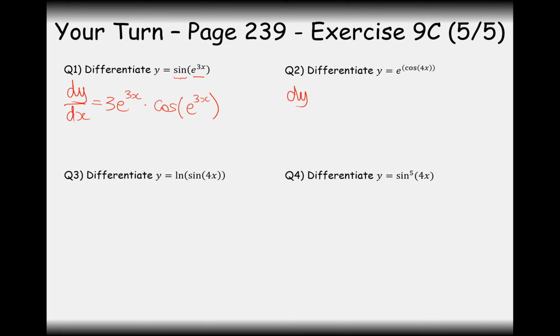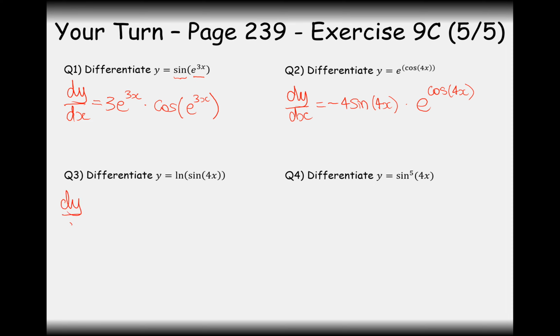Second question, dy by dx. So, derivative of the inside function. The inside function here is the power, so that's going to be minus 4 sine 4x. And then we'll times this by the outside function derivative, which is e, but e differentiates to itself, so we effectively just keep the e to the cos 4x. The minus 4 part here was created when we differentiated the cos 4x, and remember that will differentiate to minus 4 sine 4x.